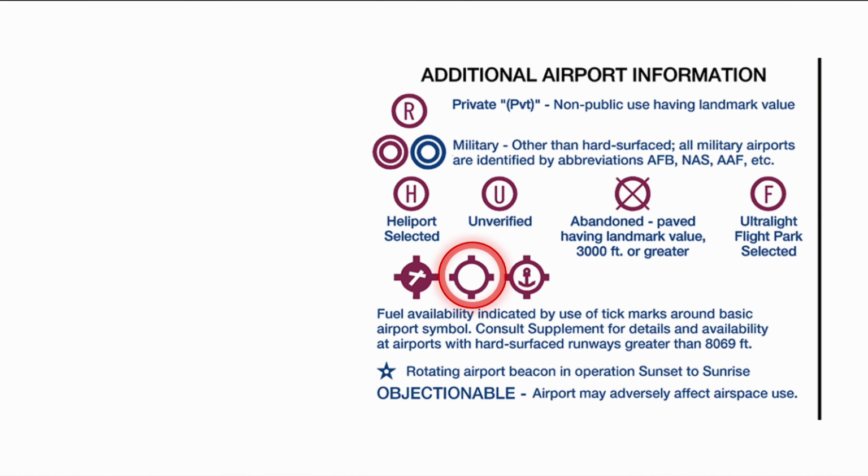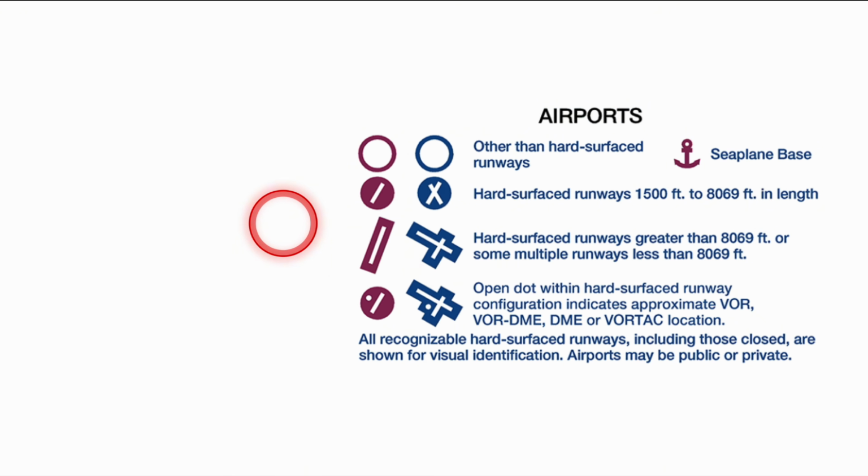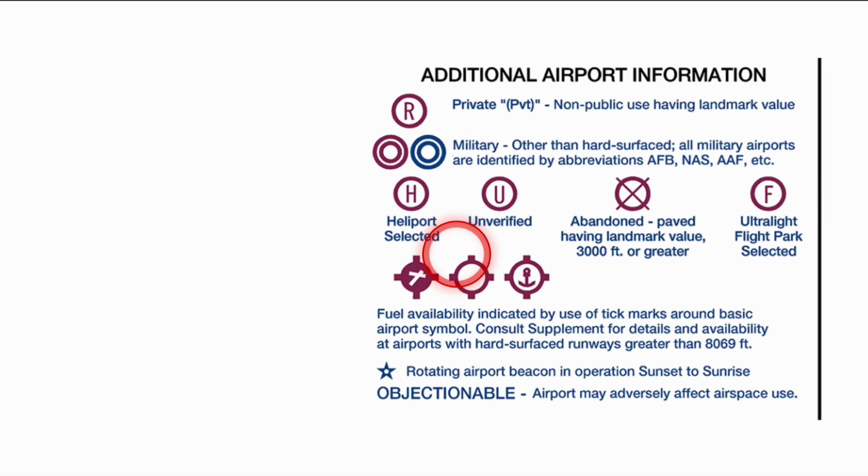And you might ask yourself, how could these tick marks be depicted on something like this? They won't. You just have to consult the chart supplement to find out. If there's a star with an open circle, it means that there's a rotating beacon in operation from sunset to sunrise. There could be other cases in which that beacon would be operating. Usually if visibility is poor, they would turn on the beacon.